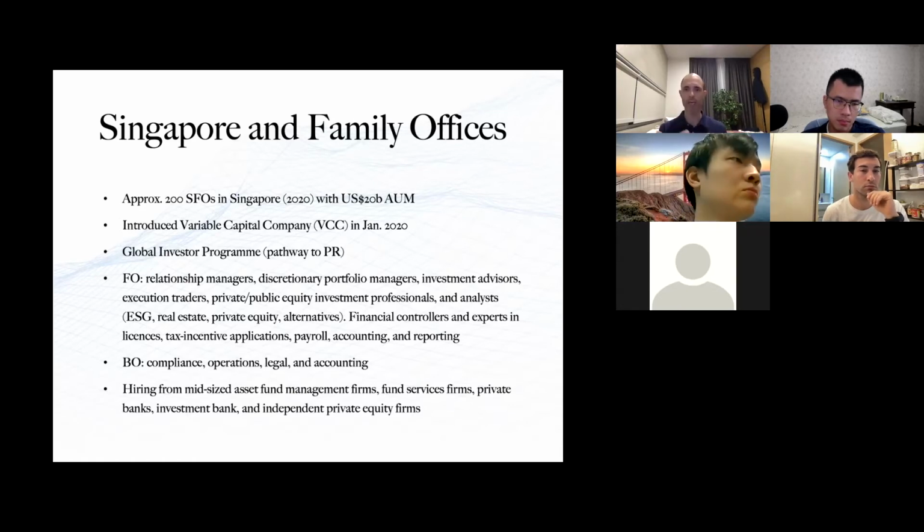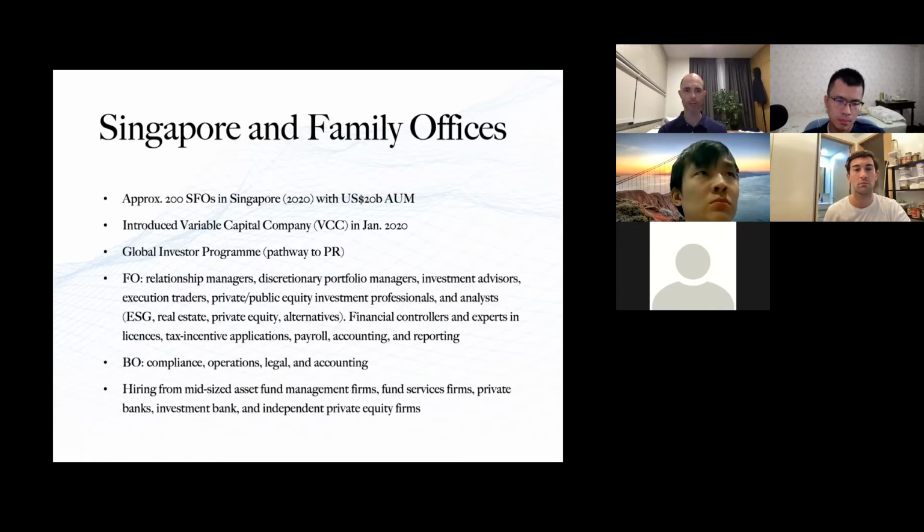The Singapore government passed this law, introduced this idea of a variable capital company in January of last year. This is meant to encourage ultra high net worth individuals. It's a different kind of category of company. We can go into it another time possibly, but that's meant to make it easy for families to set up their family offices and manage their portfolios. There's also, for foreigners, a pathway to permanent residency here in Singapore, and that is through the Global Investor Program. So if you're wealthy enough, you can buy your permanent residency here in Singapore.